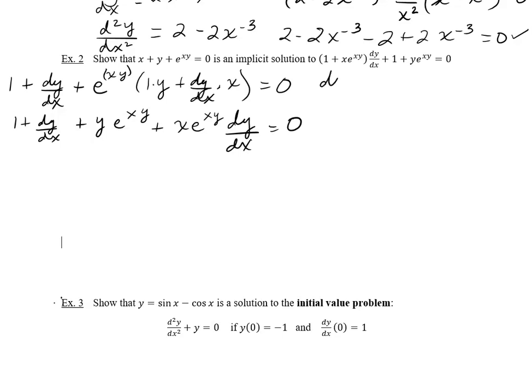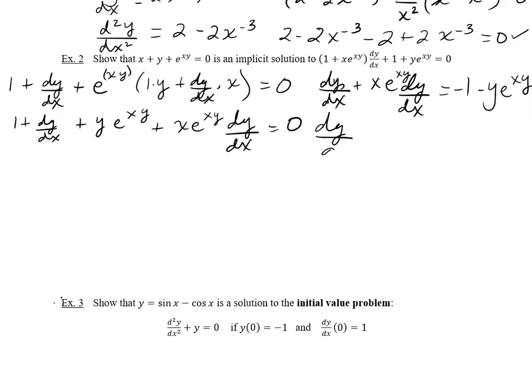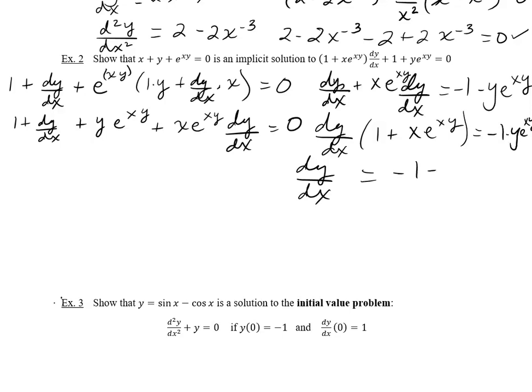So we're going to have dy/dx, let's see, plus x e to the xy dy/dx equals -1 minus y e to the xy, and then factor out a dy/dx: dy/dx times 1 plus x e to the xy equals -1 minus y e to the xy, and then finally you have dy/dx equals -1 minus y e to the xy over 1 plus x e to the xy.